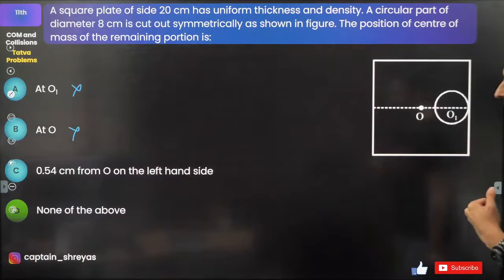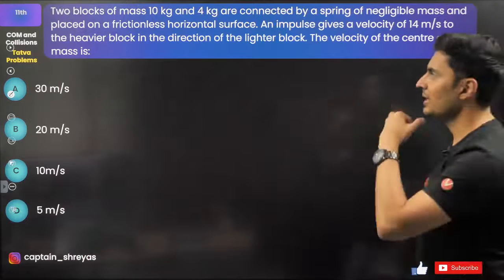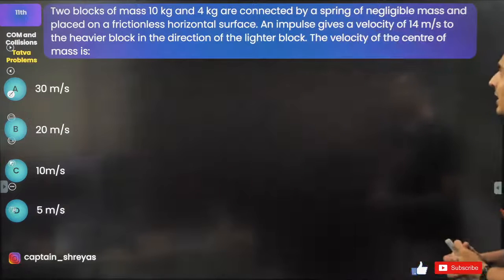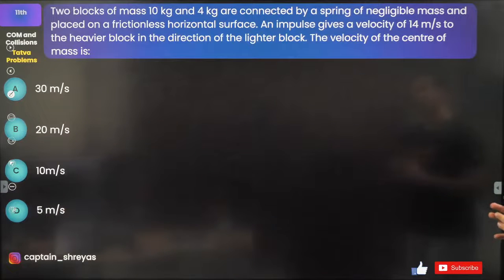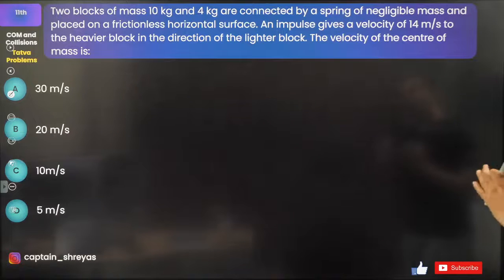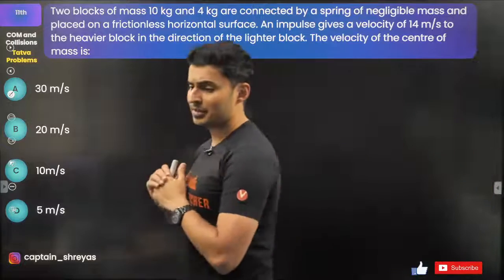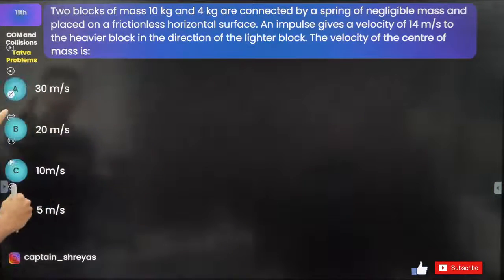So that is the answer, guys. Moving on to the next question. All right. Two blocks connected by a spring of negligible mass on a surface. An impulse is given to one of the heavier blocks in the direction of the lighter block. What do you think is the velocity of the center of mass?